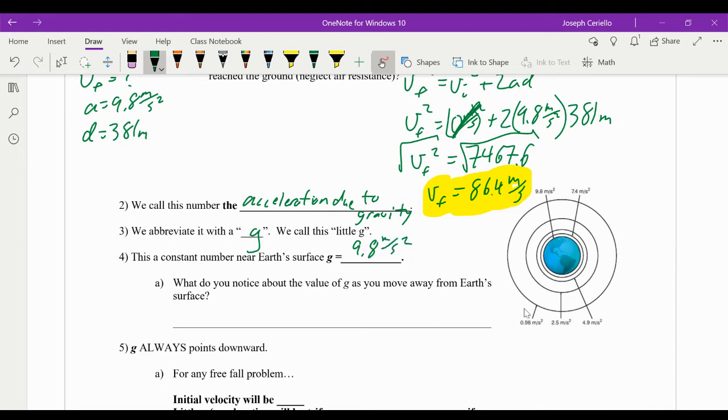Looking at this picture here, what do you notice about the value of g as you move away from Earth? Notice how g gets weaker as you move away from Earth, because the gravity is weaker the farther you move from Earth. So farther from the surface, little g goes down. This should make sense to you, because if you're all the way across the universe, really far from Earth, you are not accelerating toward the Earth's surface at 9.8 meters per second squared.